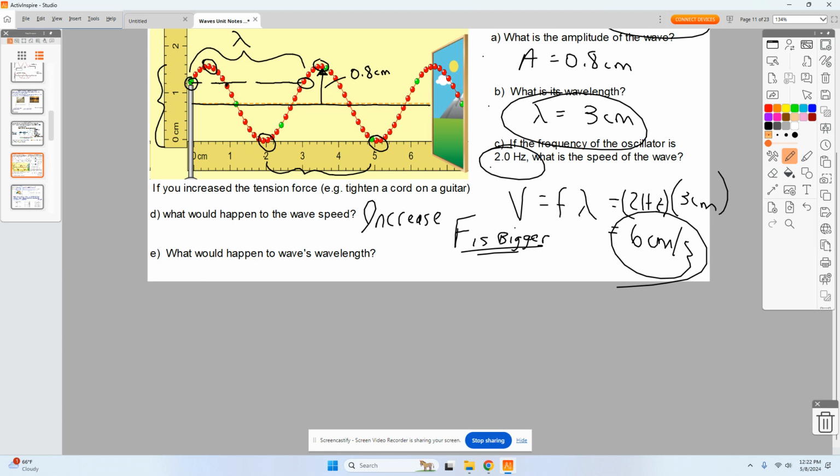What happened to the wavelength? Thank you. Now if the speed, I'm going to write this down here, and I appreciate you trying this. If the velocity gets bigger and the frequency stays the same, shouldn't that make the wavelength bigger? If I'm increasing the velocity, then the wavelength will also increase.